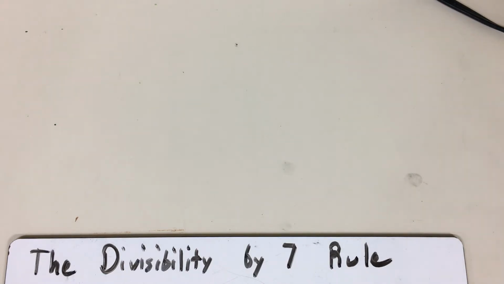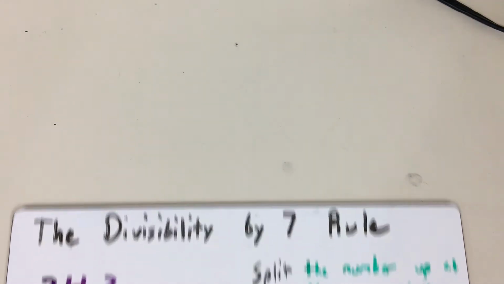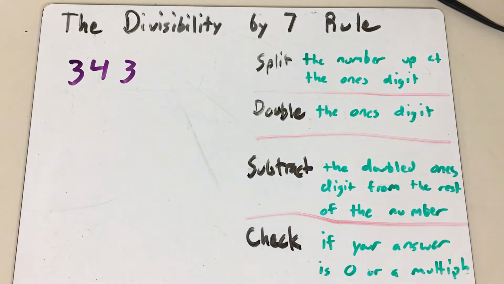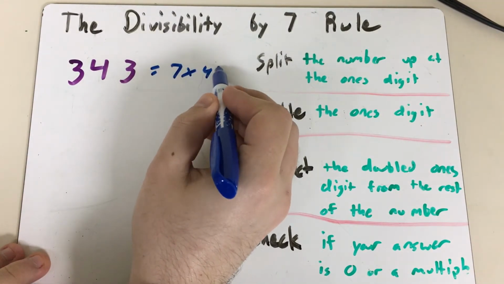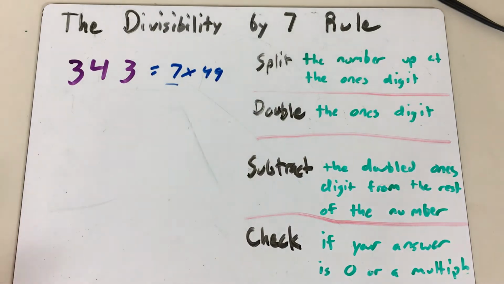This is Mr. W. Today we're going to do something a little bit different. We're going to go over the rule for divisibility by 7, how to use it, and how we can actually know that it's true. To start with, I just want to demonstrate this rule with the number 343. I picked this number specifically because it is equal to 7 times 49, so I know it's a multiple of 7 already. But I'm going to go ahead and demonstrate this trick very quickly here.